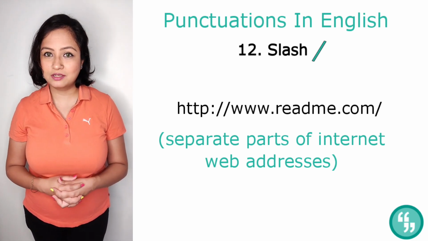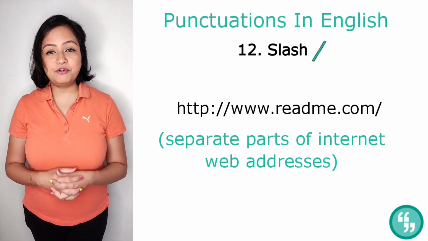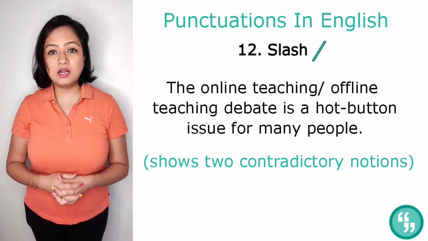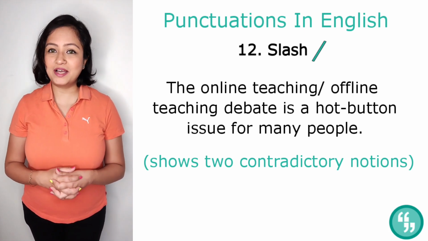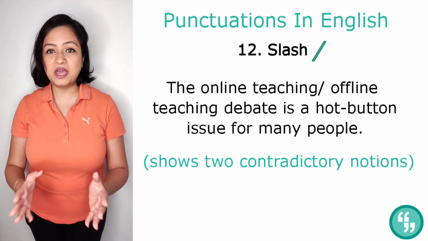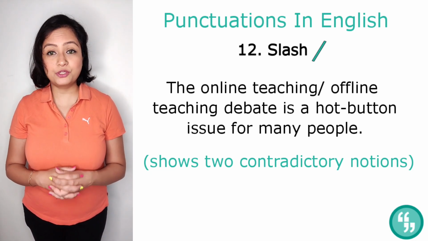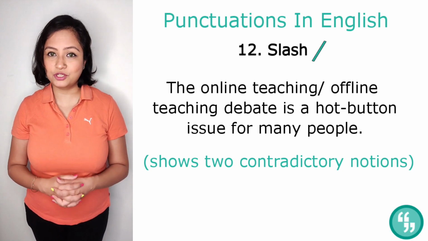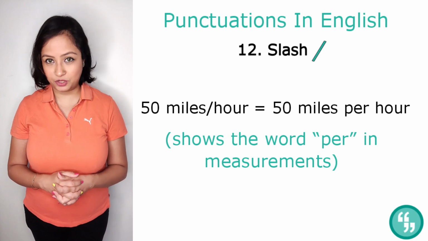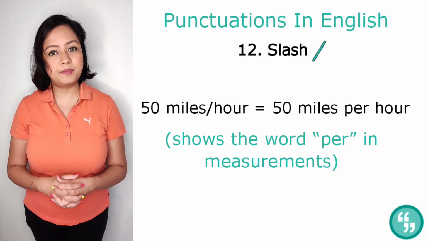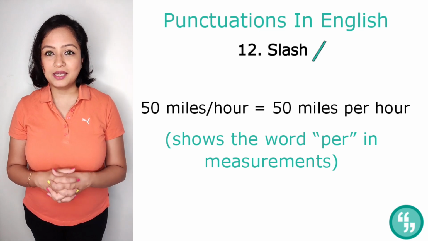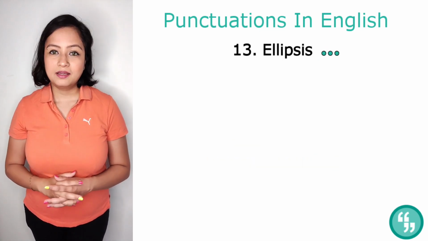http://www.readme.com/ This shows separate parts of internet web addresses. The online teaching/offline teaching debate is a hot button issue for many people. This shows two contradictory notions. 50 miles/hour, which means 50 miles per hour. This shows the word per in measurements.